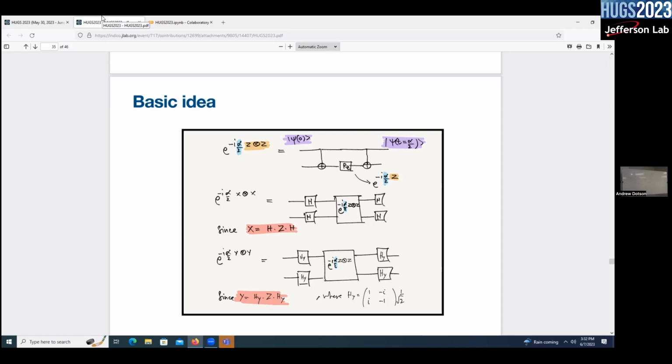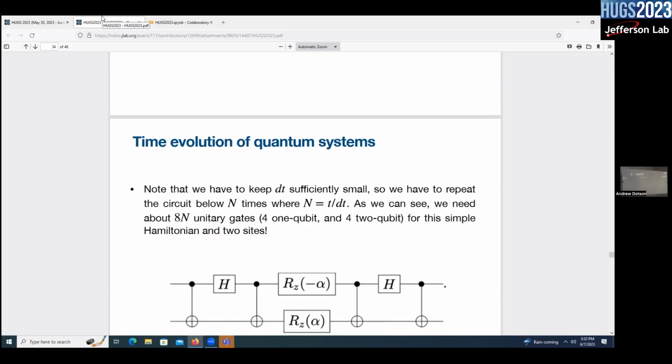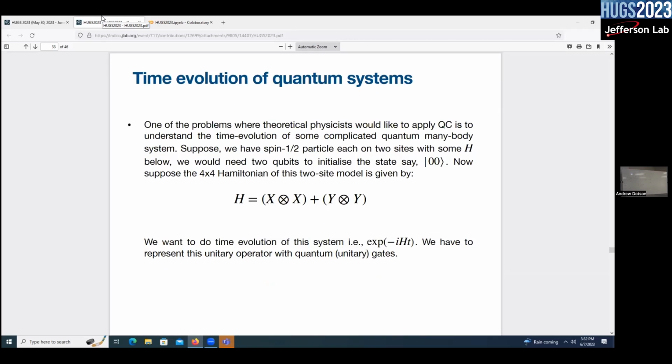No one does it using this. This is good to understand what is going on and how to implement it, but this is highly non-efficient. There are other efficient ways of doing this, but I won't have time to go into that. But we can chat more if you're interested. So this is how we can simulate Hamiltonians which have terms like XX plus YY or some other terms.